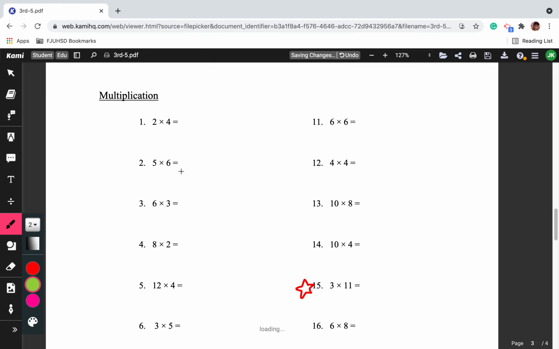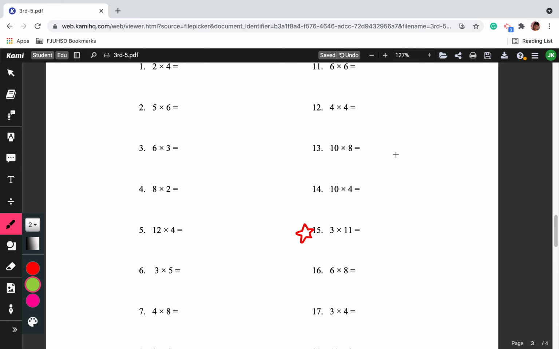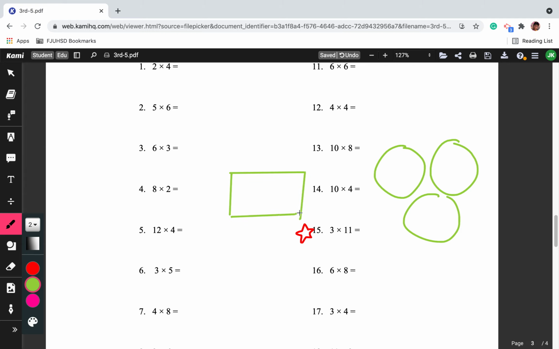Okay, let's look at multiplication. So order does not matter for multiplication. So if you're using the times table, going horizontal or vertical doesn't really matter. So you could either go 3 horizontal, 11 vertical, which if you meet at the intersection point is the answer.